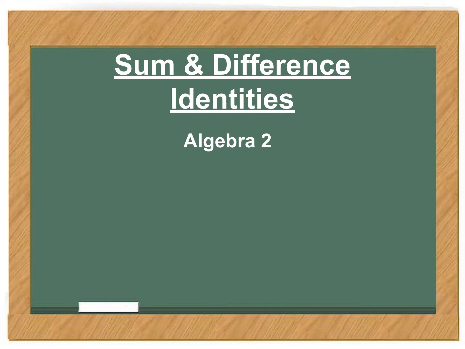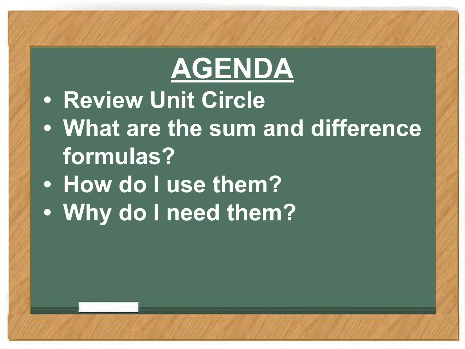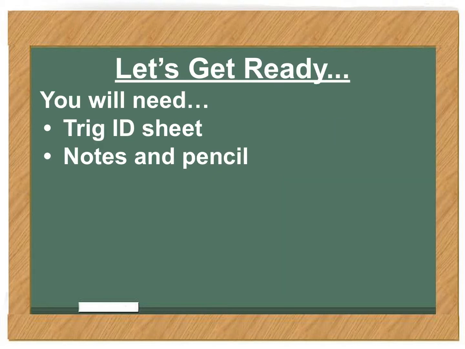Let's learn about the sum and difference identities. We are going to start by reviewing the unit circle. We'll get into what the sum and difference formulas are. We're going to look at sine, cosine, and tangent. How do we use them and why do we need them? So let's get ready. It would be helpful if you had your trig identity sheet next to you, and notes and a pencil.